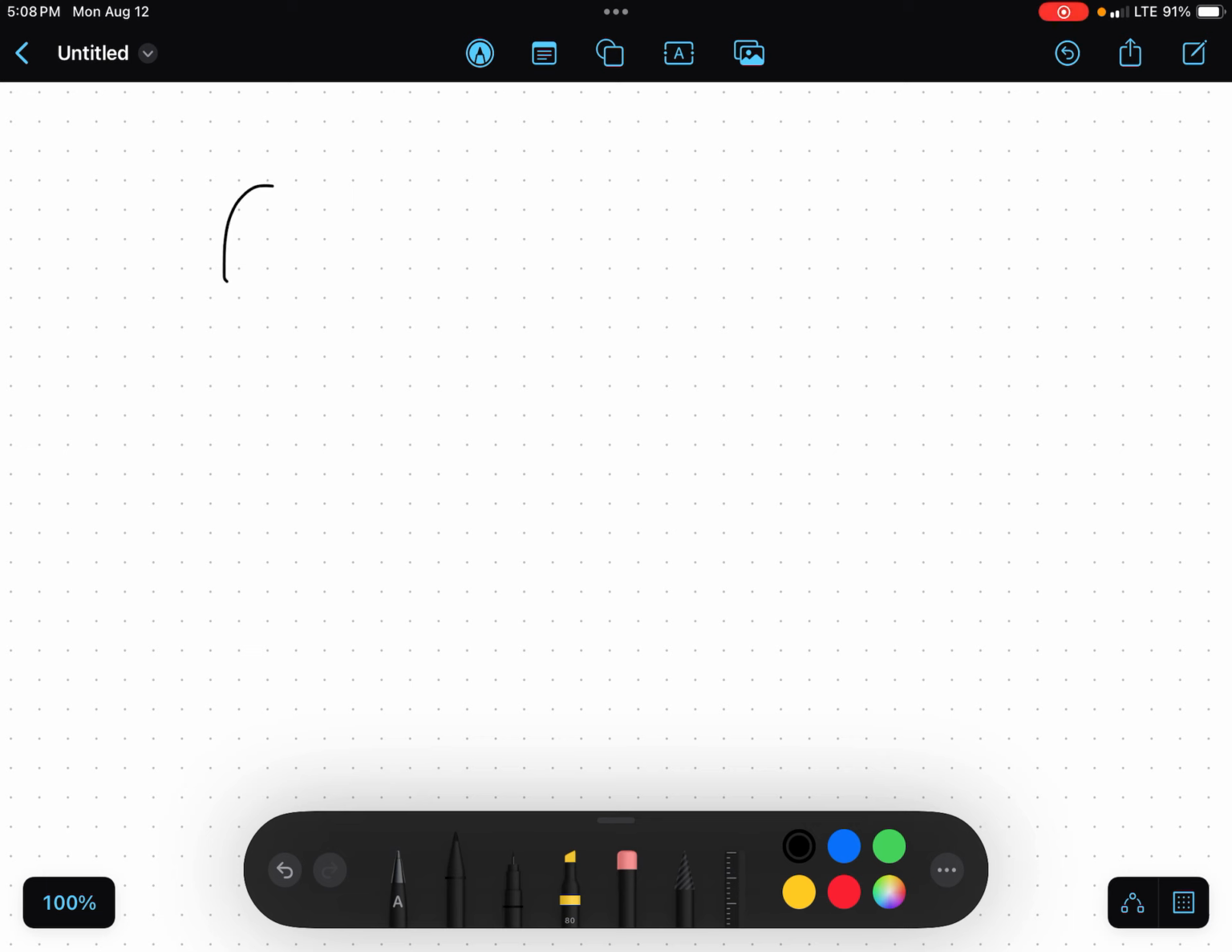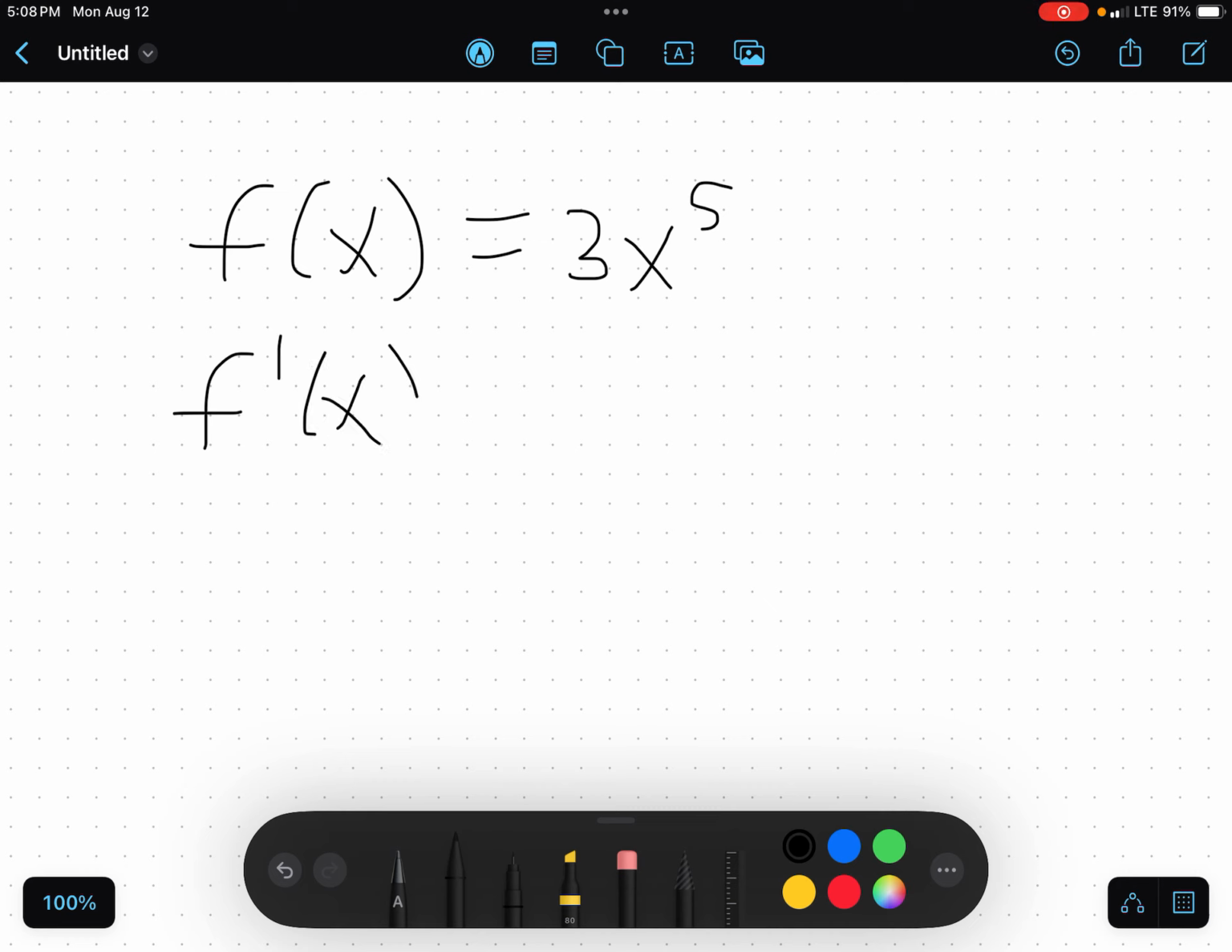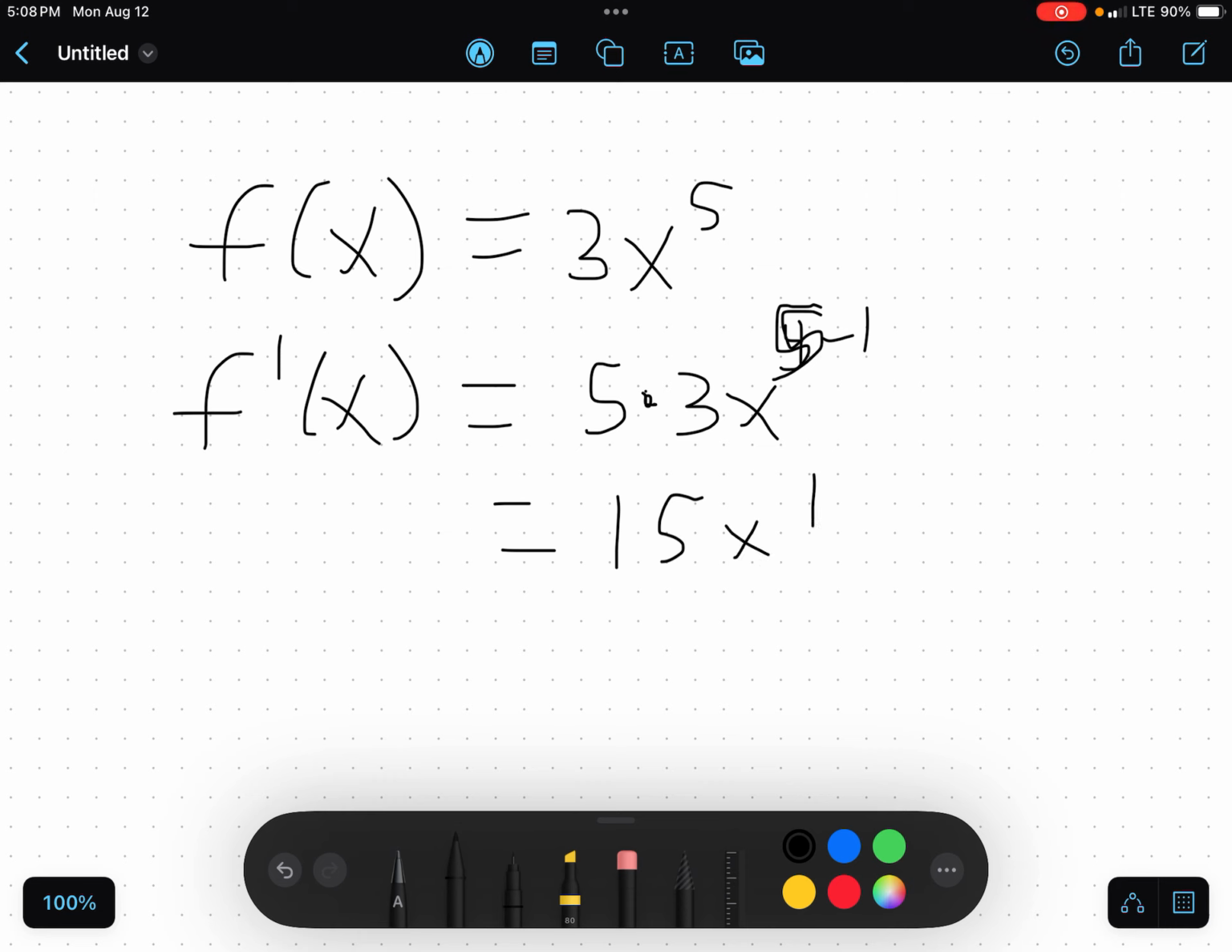Anyway, let's try a slightly more difficult example of the power rule. Let's go 3x to the 5th. So if f of x is 3x to the 5th, then the derivative, f prime, is 5 times 3x to the 4 minus 1, which is like 15. Oops, I did the computation in my head by accident. It's 3x to the 5 minus 1, which will be 4. So we get 5 times 3 is 15, x to the 4th.